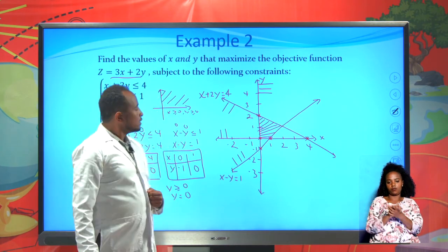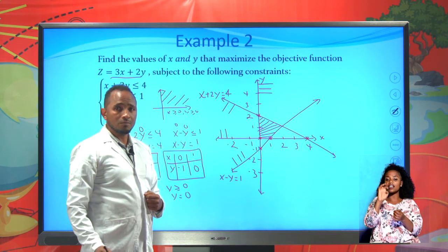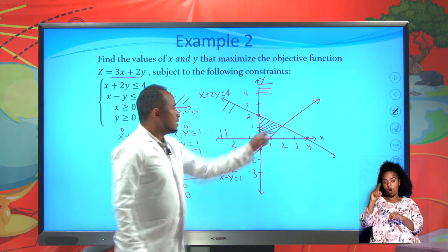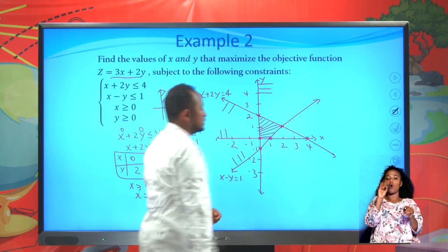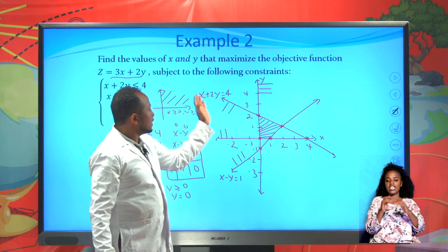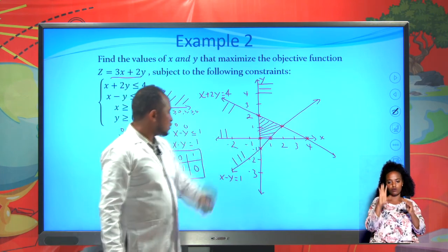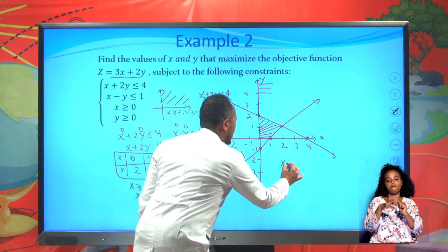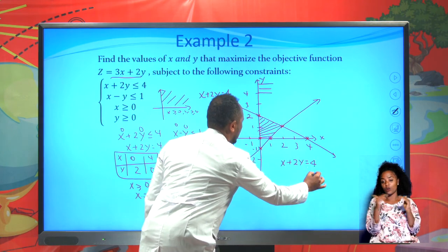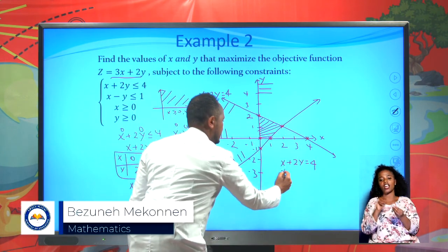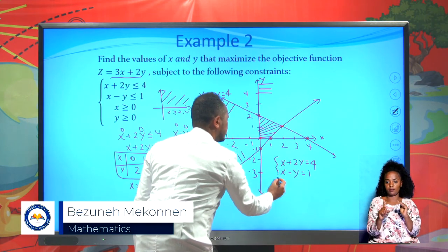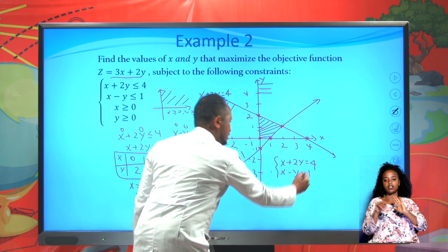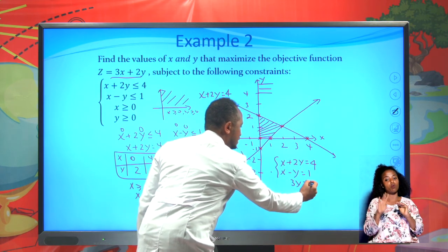After this, we need to find the corner points, because the maximum value occurs at a corner point. Here we have 0, 2, 0, 0, and 1, 0. But we need to find this corner point. This corner point is the intersection of the line x plus 2y is equal to 4 and x minus y is equal to 1. Subtracting these two, x minus x cancels out, 2y minus minus y is plus 3y, equal to 4 minus 1, which is 3, so y will be 1.